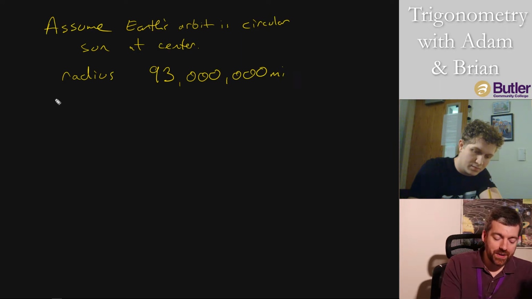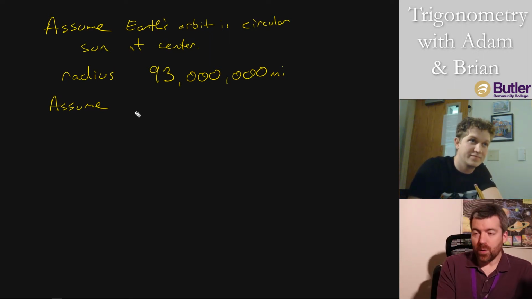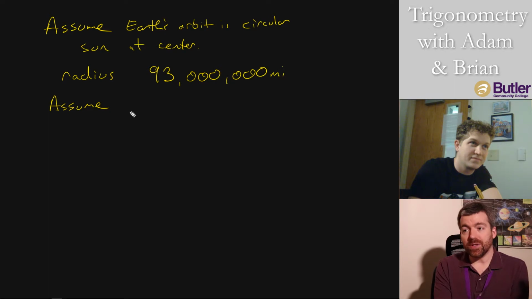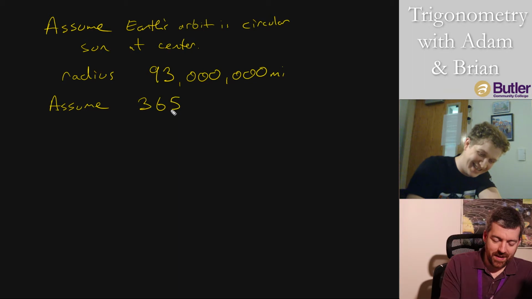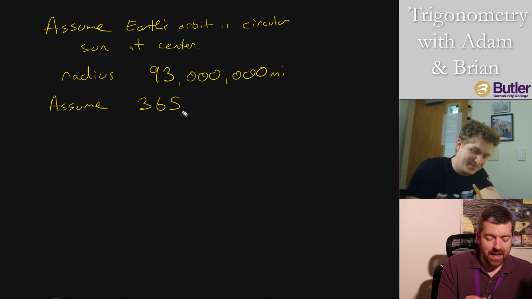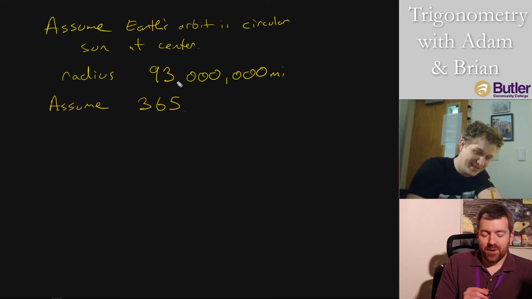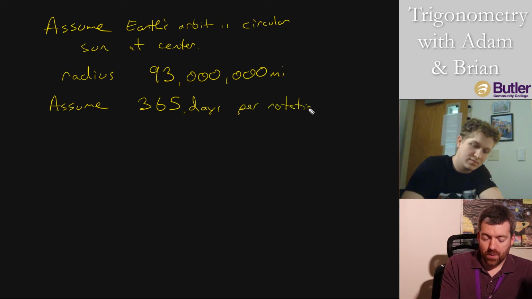We're also going to make another assumption. Since we're interested in speed, we need a time unit, and we'll assume that the Earth orbits the sun in 365 days, which it doesn't. Do you want to add the 0.25? No, because we're rounding the radius to the nearest million miles, so it's not going to matter. We're only going to get 2 significant digits in our answer anyway. So 365 days per rotation, per orbit.